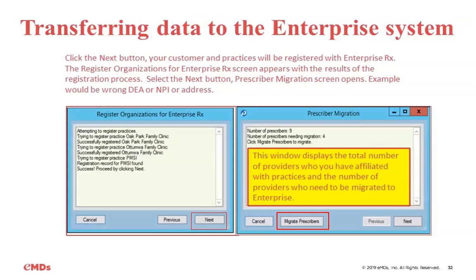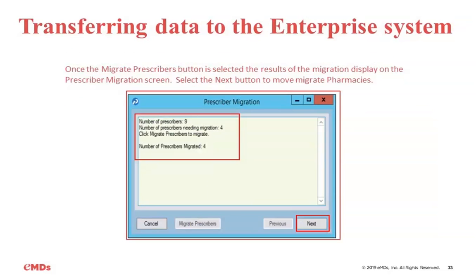Next screen. I did say, I'm sorry, on the bottom of the previous slide at the top, it did say some of the failure points. There may be a problem with the DEA number or SPIs or something like that, okay?